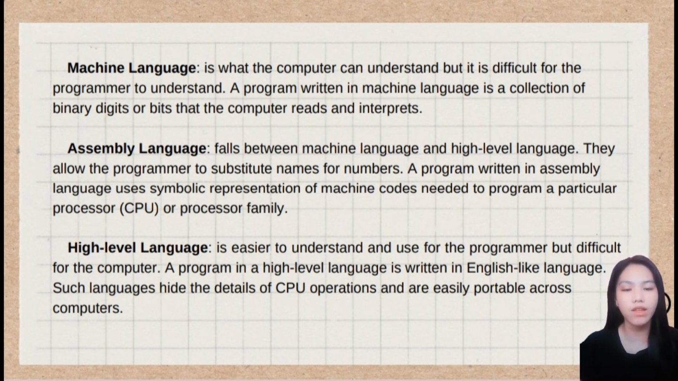Lastly, the high-level language. It is simple for the programmer to comprehend and use, but challenging for the computer. A high-level language software is written in a language that resembles English. Such languages are easily transferable between computers and hide the details of CPU operations. Compared to assembly and machine-level languages, a high-level language makes the process of building a program easier and more understandable.